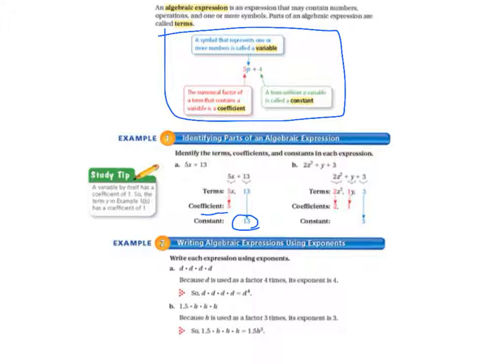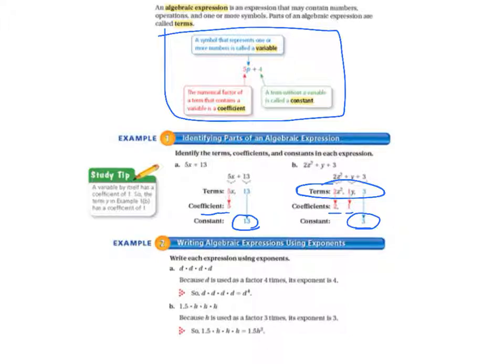Now let's take a look at example 1b. 2z squared plus y plus 3. So the terms, or the parts, are 2z squared, y, or 1y, and 3. So those are all the terms. And then the coefficients, the numbers stuck to the variables or multiplied by the variables, are 2 and 1. And the constant, the number that's never going to change, is 3.